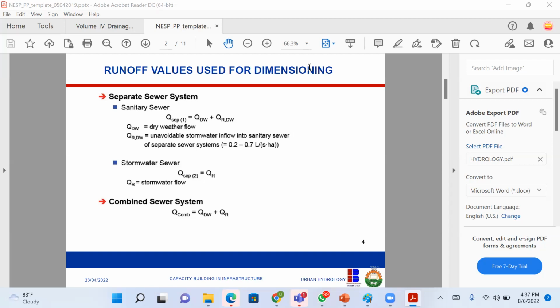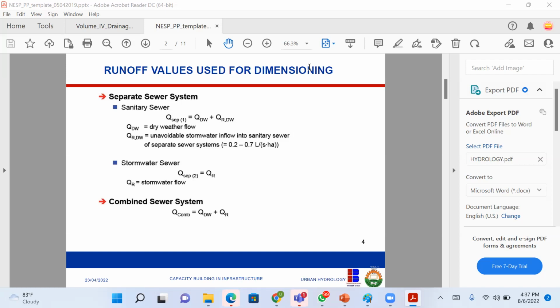For the separate system, it comprises two discharges. The first discharge is what we call dry weather flow, DW. Dry weather flow is the sewage flow when there's no rainfall. Speaking like a local man. But if I want to speak technically, I'll say that dry weather flow is that flow in the system when there is no storm event.